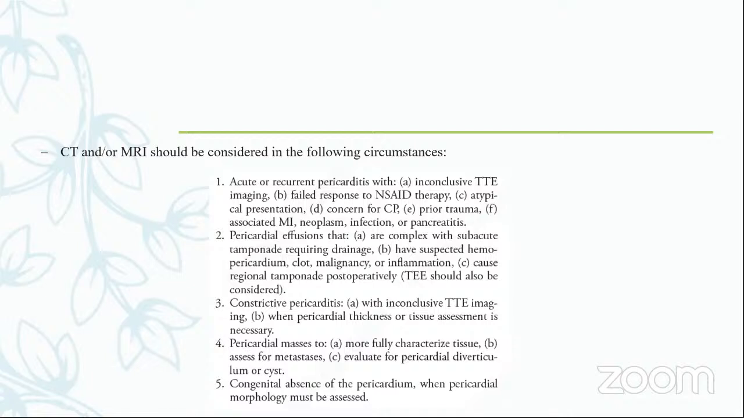like acute or recurrent pericarditis, if there is inconclusive transthoracic echo imaging, failed response to NSAID therapy, atypical presentation, concern for constrictive pericarditis, or associated MI or a neoplasm. For constrictive pericarditis, there is also inconclusive transthoracic echo imaging, and when pericardial thickness or tissue assessment is necessary. And pericardial masses, to fully characterize the tissue, to assess for metastasis, and to evaluate for pericardial diverticulum or cyst. And for the congenital absence of the pericardium, when the pericardial morphology must be assessed before the OR.